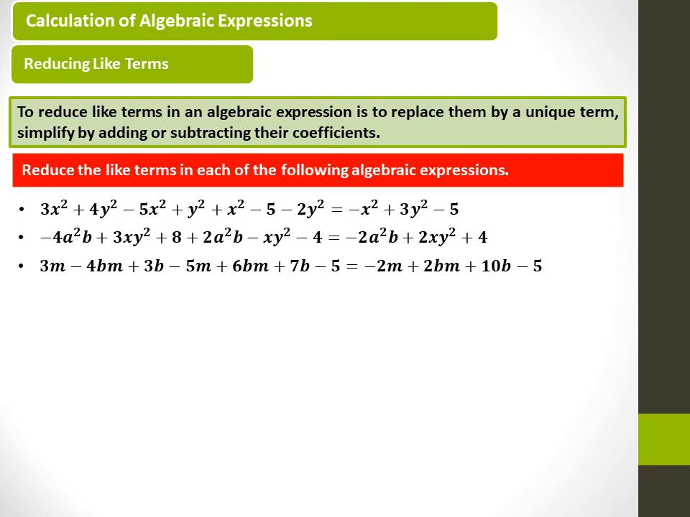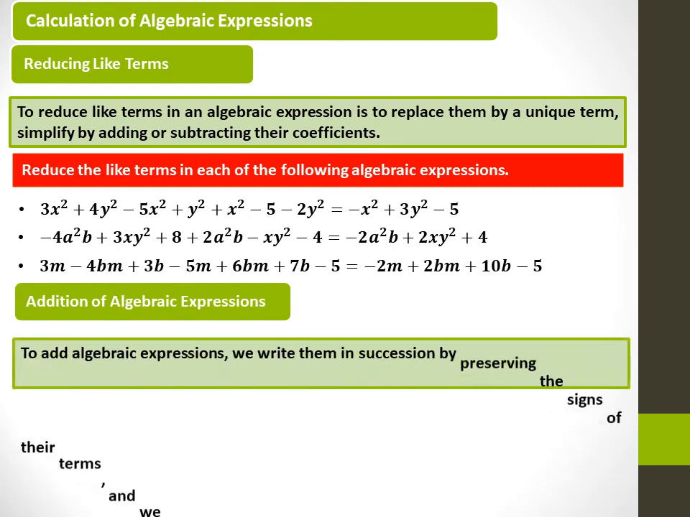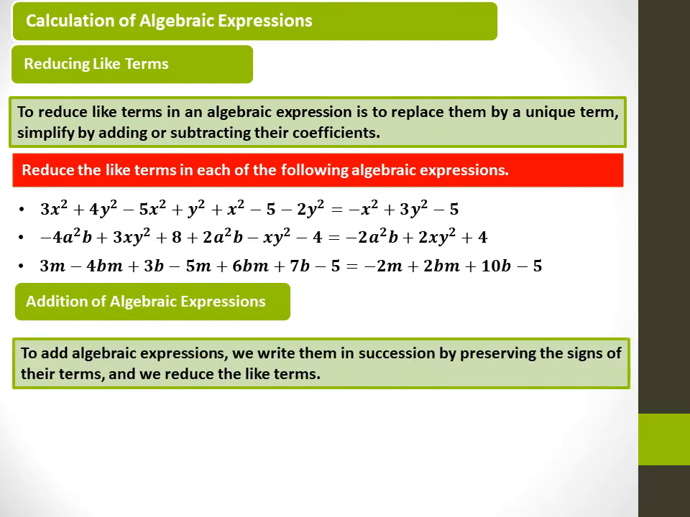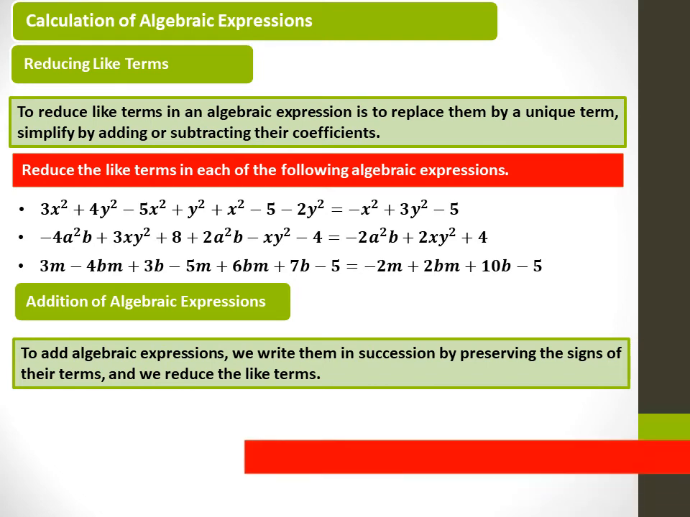3m minus 4bm plus 3b minus 5m plus 6bm plus 7b minus 5 is equal to negative 2m plus 2bm plus 10b minus 5. Addition of algebraic expressions. To add algebraic expressions, we write them in succession by preserving the signs of their terms, and we reduce the like terms.